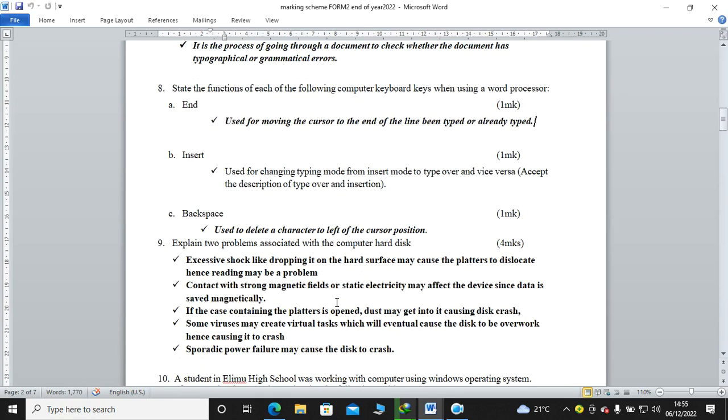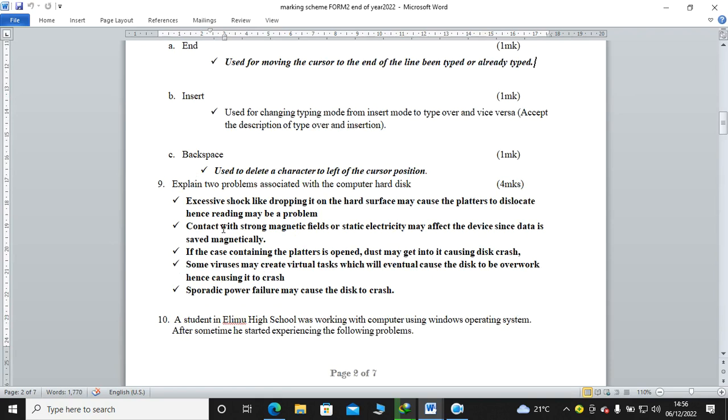Then we have backspace. Don't confuse backspace with spacebar or delete. So backspace is used to delete a character to the left of the cursor. Somebody else may say from the right. It depends on your point of perspective.